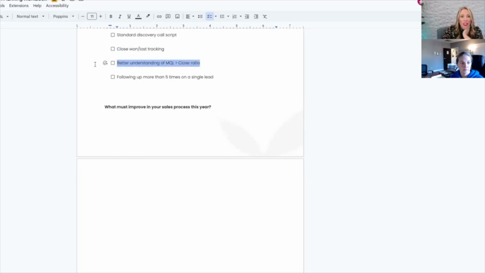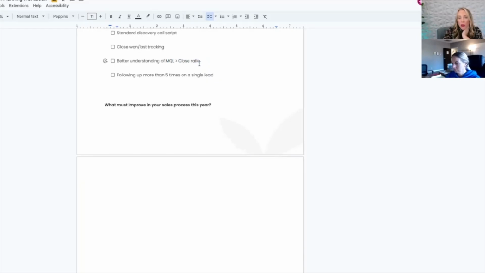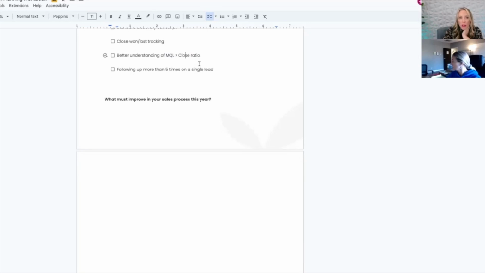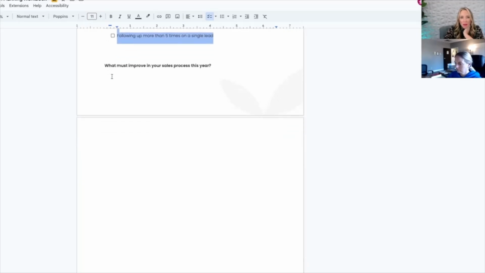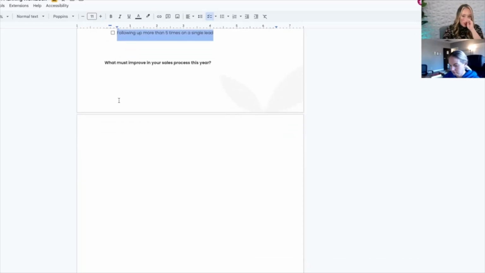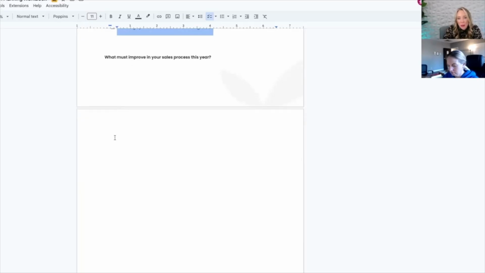Understanding why we lost. Better understanding really from the minute that they're on a list of ours from a conference or wherever we go, we know this person might be qualified to close. Do we know what that ratio is? And then are we following up more than 5 times on a single lead? Right now, the stat is 13 to 17 touches in B2B. Ouch.